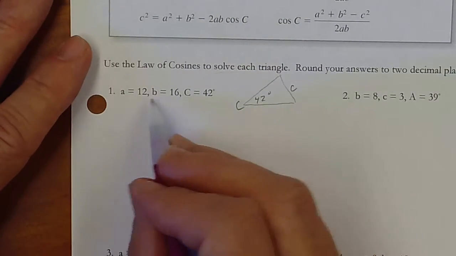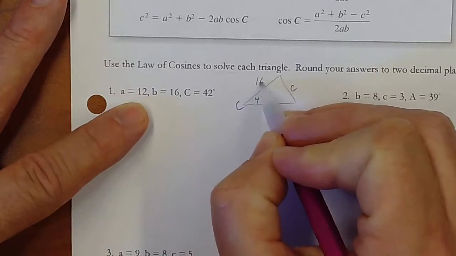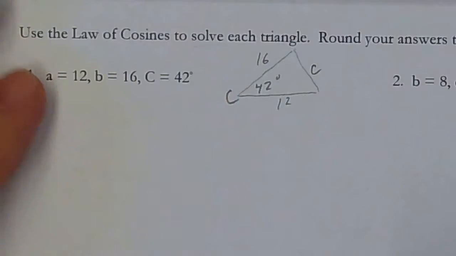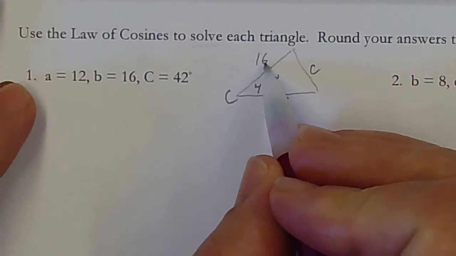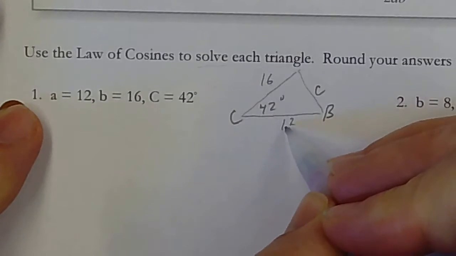Then I've got a choice here with 16 and 12. I'm going to put 16 here just because it looks a little bit longer, and 12 here. The angle is across from it, so if I put side B here, angle B is here. And the same thing with A.